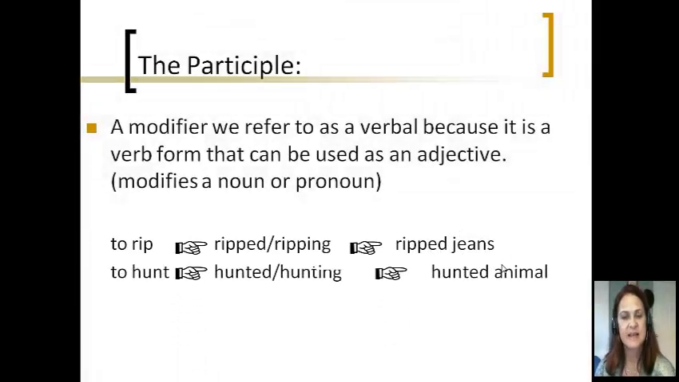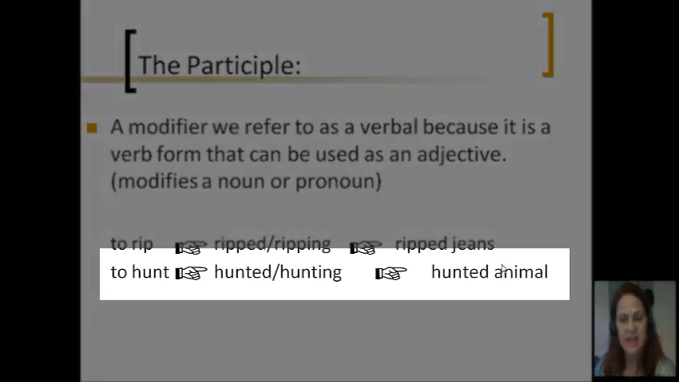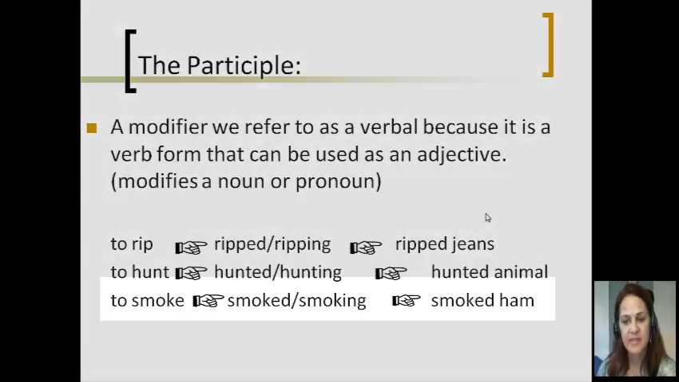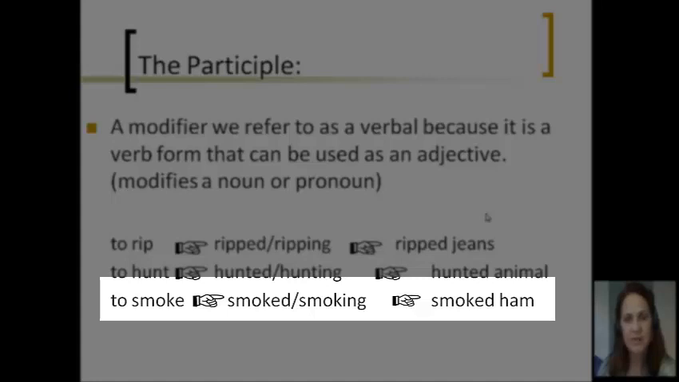The second example is to hunt. Our verb forms are hunt or hunted. As a participle, it would modify a noun, such as hunted animals. Then we have to smoke, the verb form being smoked or smoking, and as a participle, an example could be smoked ham.